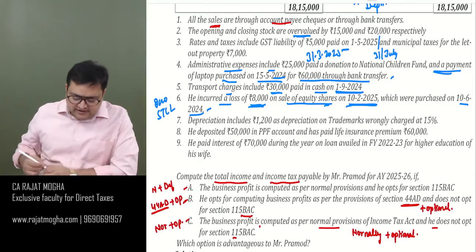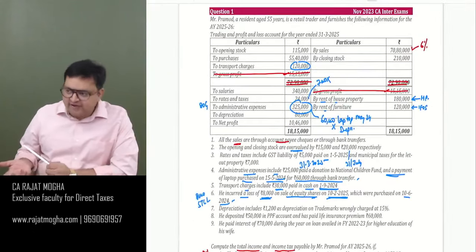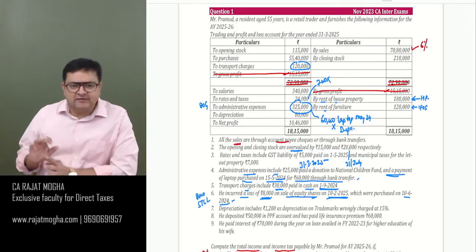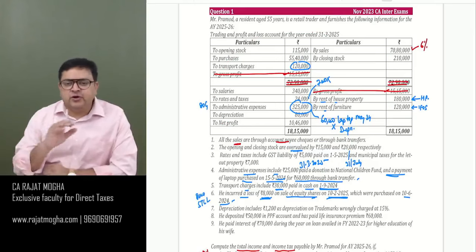Is it being debited anywhere, credited anywhere? No, we have not found it anywhere. So while computing your PGBP, please don't do anything. We didn't find it anywhere in the P&L account. They're not saying that it is included in any of the expenses. So while computing PGBP, we will not do anything.